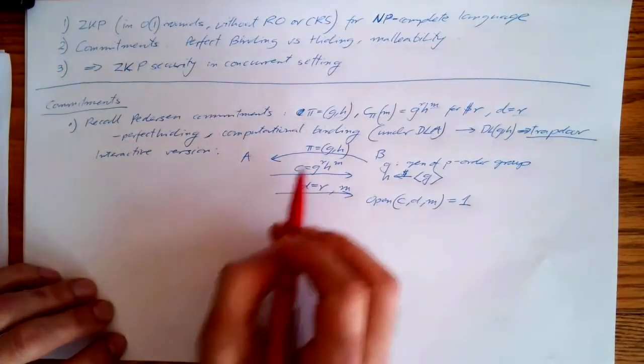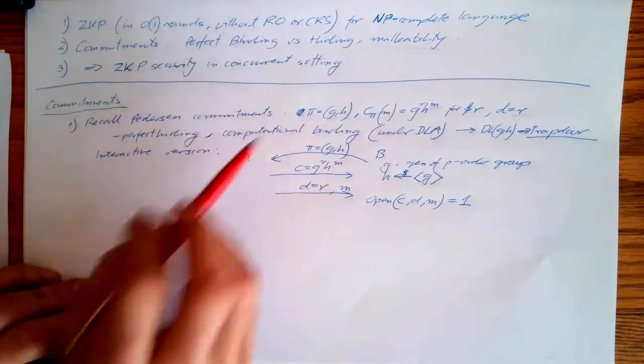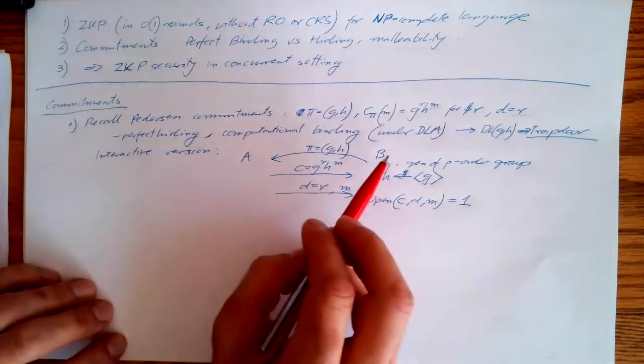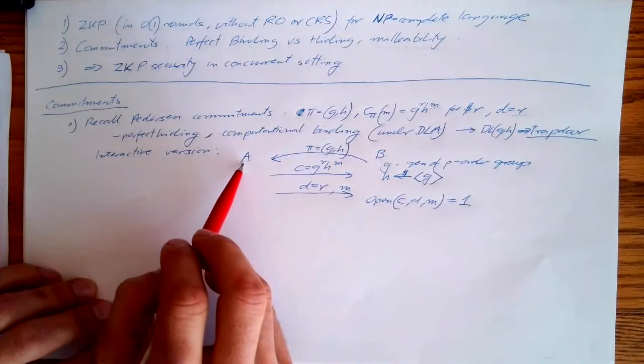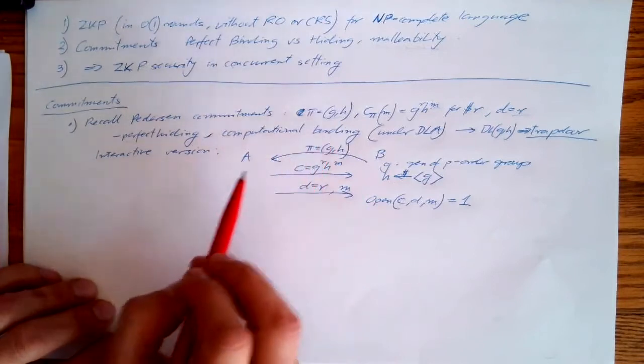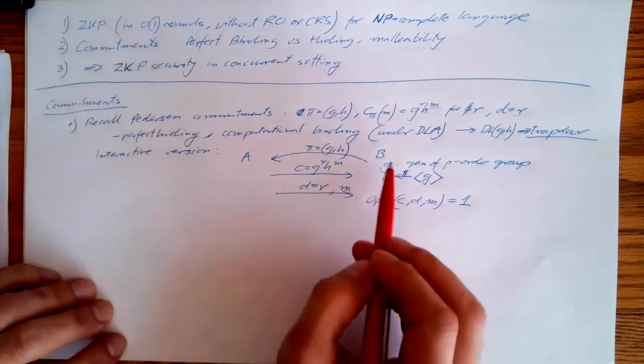So what could go wrong if the parameters are picked not by a trusted authority, but by your counterparty? So you are this guy, and you want to commit to a message. Well, binding is sort of not your concern, because binding is the concern of B.